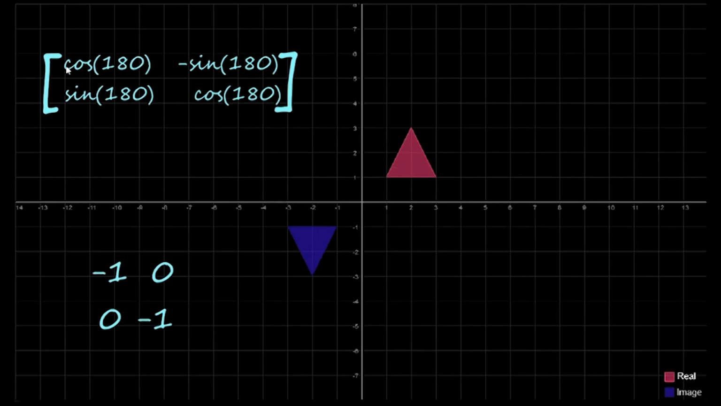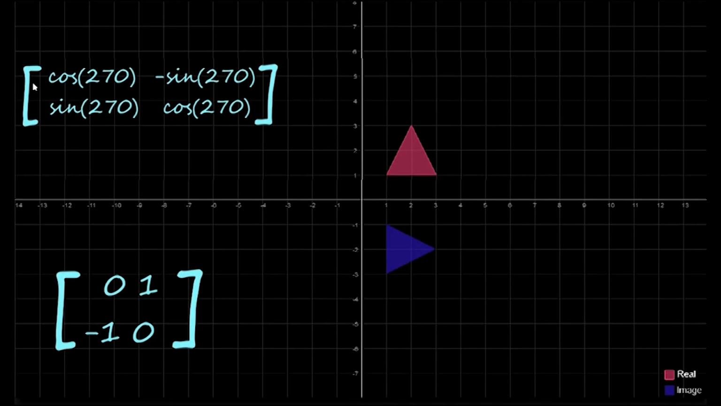And the matrix cos 180, sin 180, minus sin 180, and cos 180 rotates this shape along 0, 0, 180 degrees. And lastly, cos 270, sin 270, minus sin 270, and cos 270, which simplifies to 0, -1, 1, 0, rotates this shape 270 degrees anticlockwise or 90 degrees clockwise along 0, 0.